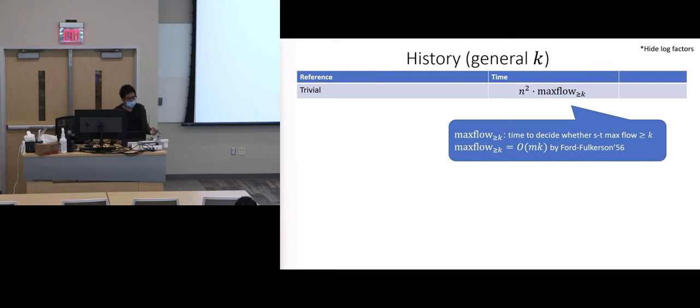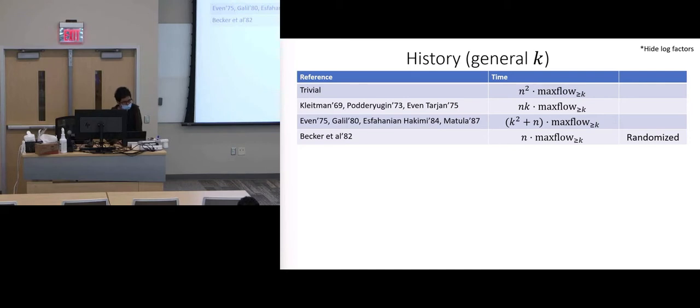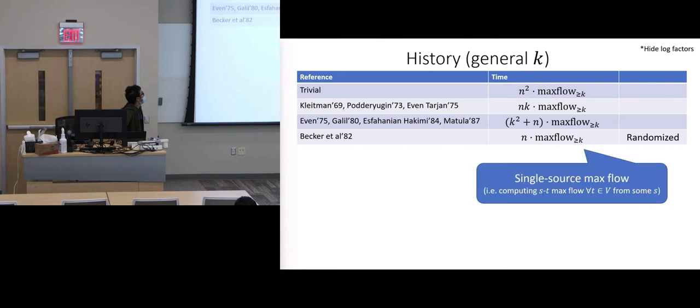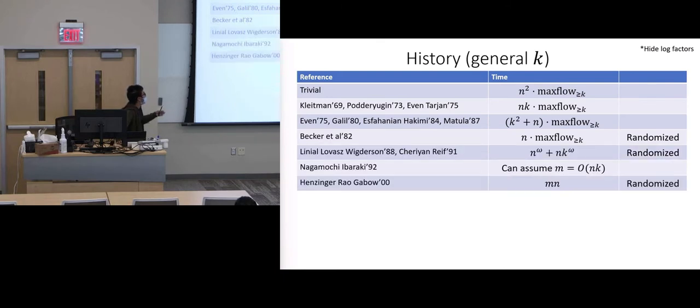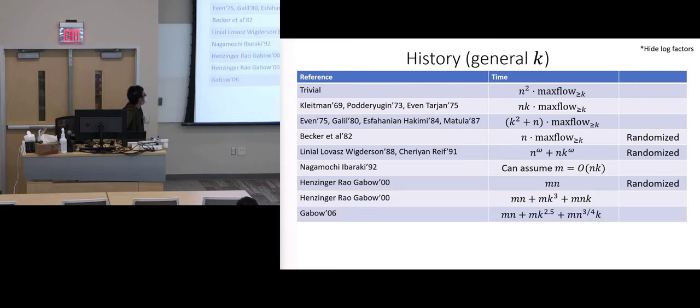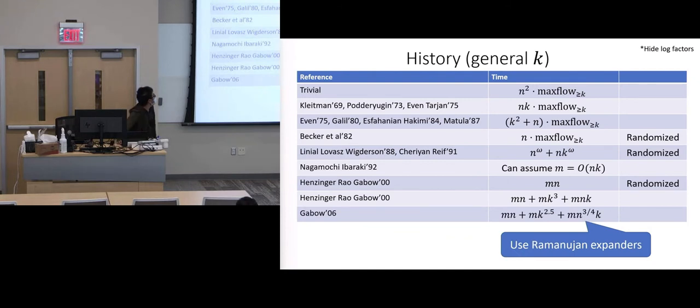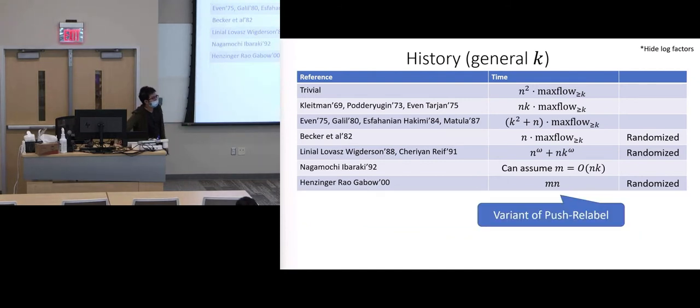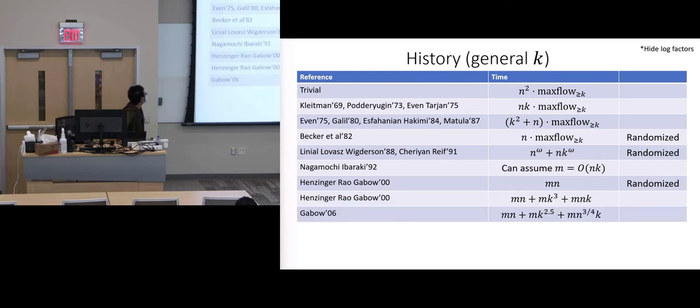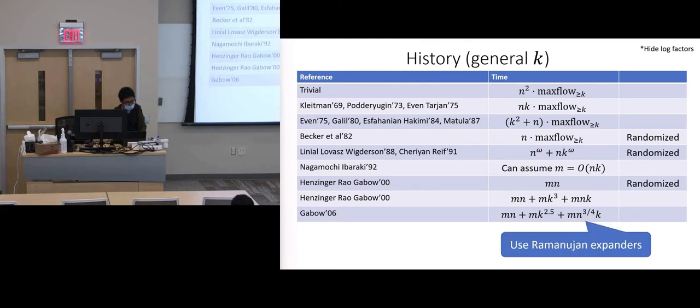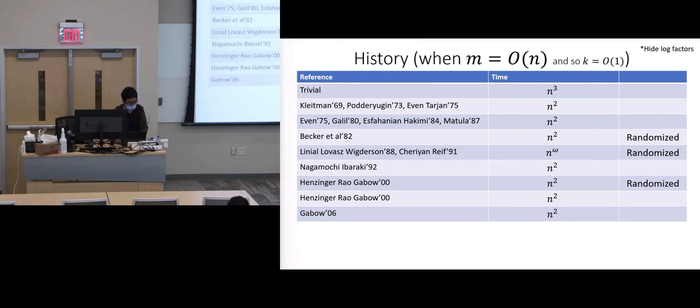For general k, the algorithm that people have shown is much slower, it takes a lot of max-flow calls. There are many other ideas that people have tried, but still the best running time is something like mn. That's the best running time. There are some other algorithms like this, which are slower than mn, but deterministic.